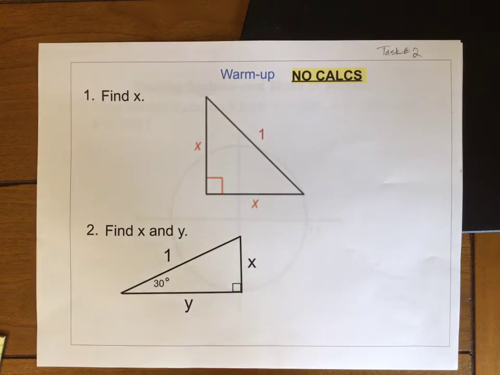All right, here's the video for task number 2. We have a little bit of warm up. Notice your hypotenuse is 1, so it's very much like the unit circle. Go ahead and see if you can find the missing values for this. Pause the video, and when you come back, we'll do it together.